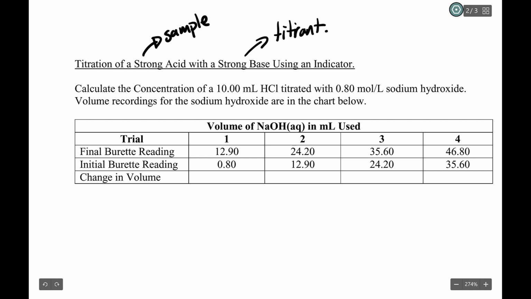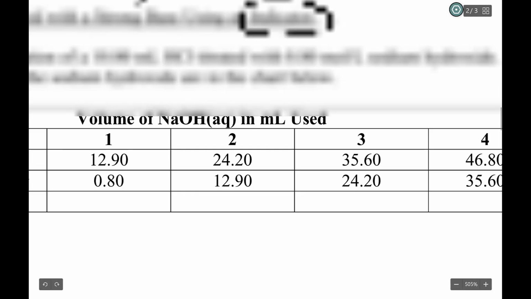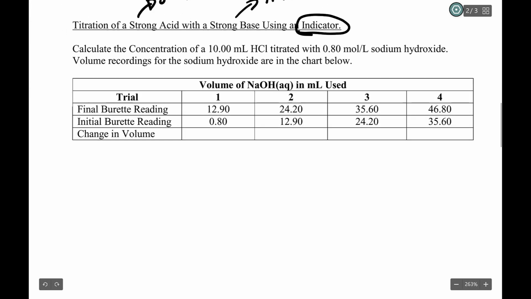Okay, so we're using an indicator here, so there'll be no giant chart with 50 to 100 data points to plot. We just want to know what is the concentration of our strong acid when we hit what we would call the end point. So I'm going to talk about that just in a moment. I'm going to read the question first, though. So it says, calculate the concentration of 10 milliliters of HCl titrated with, and again, I have the concentration of my titrant, 0.8 moles per liter sodium hydroxide. The volume recordings of the sodium hydroxide are recorded below.